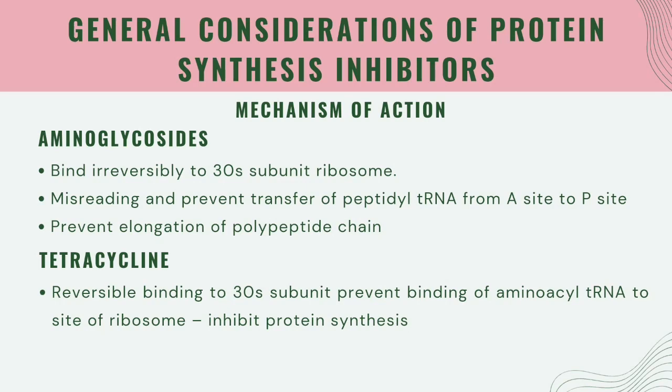In the case of tetracycline, it reversibly binds to the 30S subunit of the ribosome. By binding to the 30S subunit, tetracyclines prevent the attachment of amino acid tRNA to the ribosome's mRNA complex, inhibiting protein synthesis. This action blocks the addition of new amino acids to the growing peptide chain.